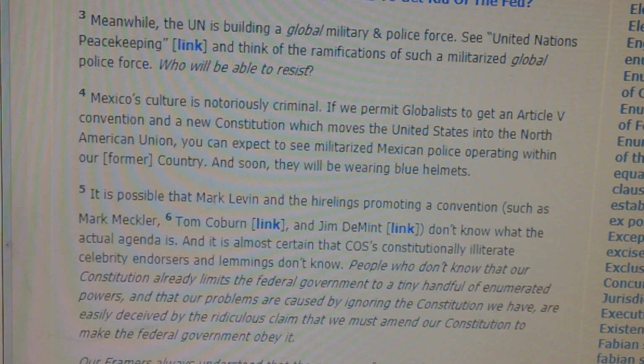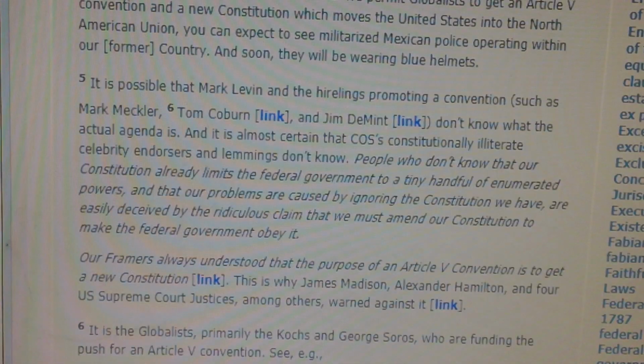Mexico's culture is notoriously criminal. If we permit globalists to get an Article 5 convention and a new constitution moves the United States into the North American Union, you can expect to see militarized Mexican police operating within our former country. And soon they will be wearing blue helmets.